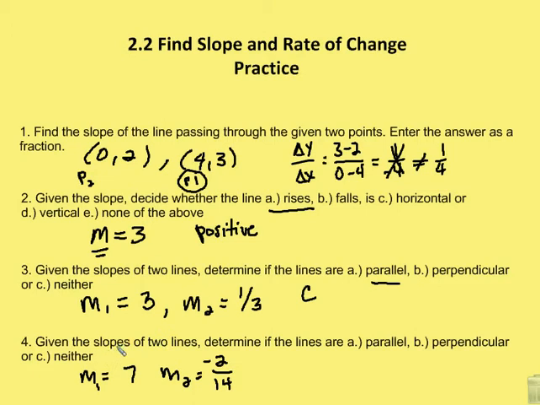Last question. Given the slopes of two lines, determine if the lines are parallel, perpendicular, or neither. Now the slope of one is 7. The slope of the other is negative 2/14. Well, it looks like the signs are different. One's positive and one's negative, so that meets one of our requirements. And then let's see if negative 2/14 is the opposite reciprocal of 7 over 1. So 7 over 1 is the same as 7. The reciprocal of that value is going to be 1/7. And 2/14 is the same as 1/7. So in fact, they are opposite reciprocals, which means that the answer is going to be B. The slope of the two lines makes them perpendicular to each other.